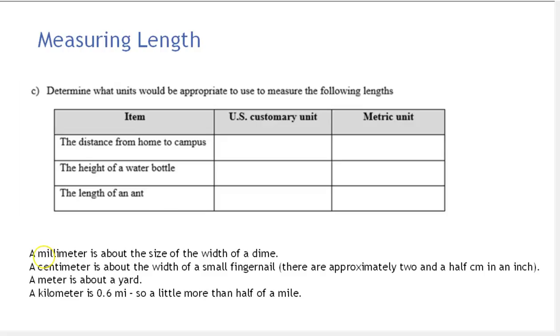Okay. So here's a good comparison for a millimeter. So these are metric units, which we're probably less familiar with. A millimeter is about the size of the width of a dime. Okay. A centimeter is about the width of a small fingernail. Okay. And I actually use my thumbnail, which has a width of about 1 centimeter, so I use that to approximate centimeters whenever the opportunity arises.